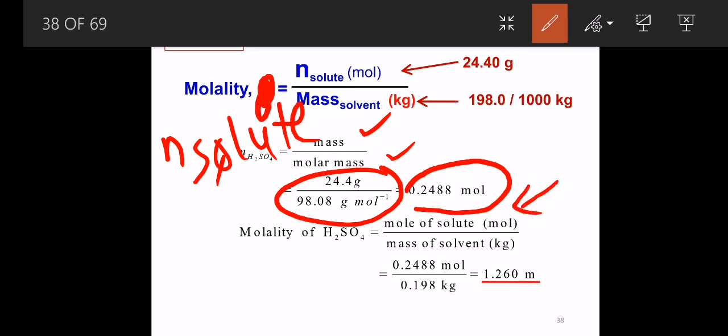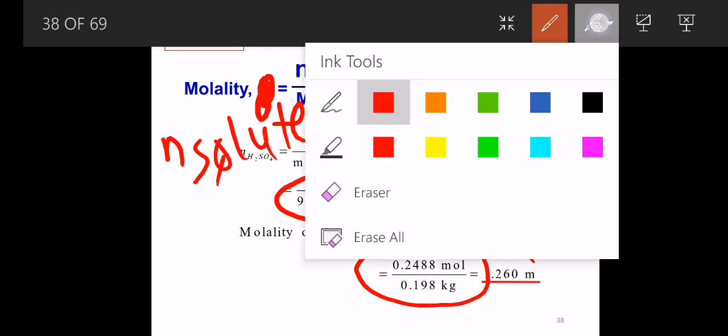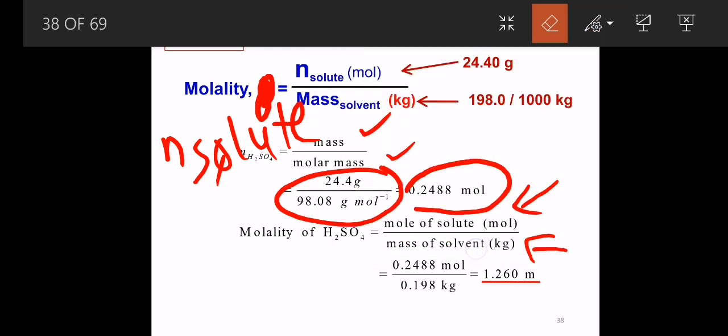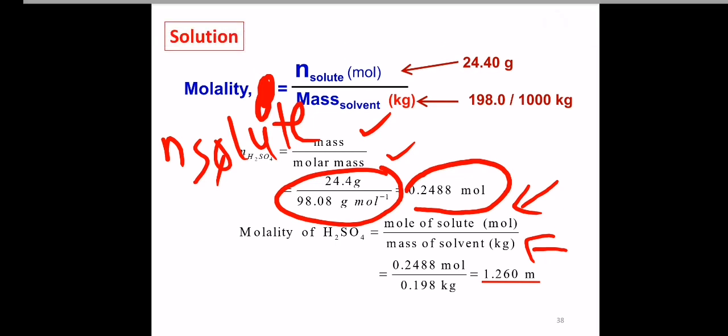Alright, so molality of H2SO4 equal to the mole of solute in mole unit divided by the mass of solvent in kg. So you calculate 0.2488 mole divided by 0.198 kilogram. Yeah, you will get 1.260.